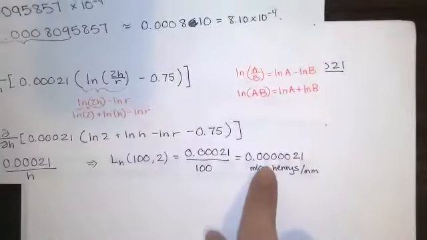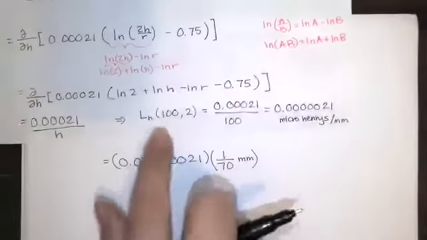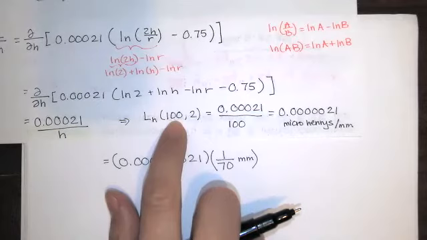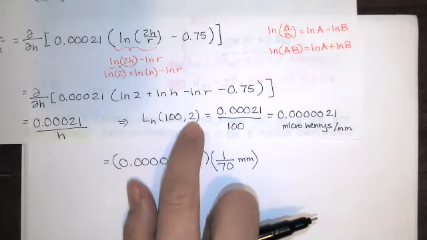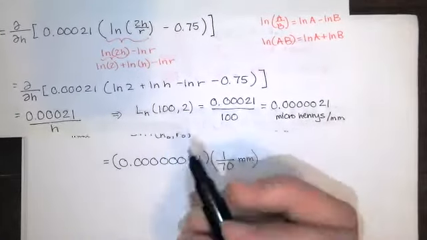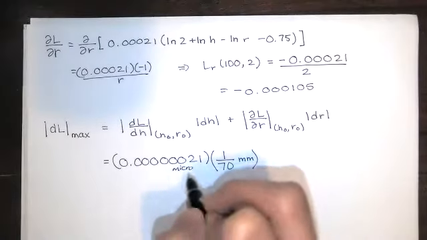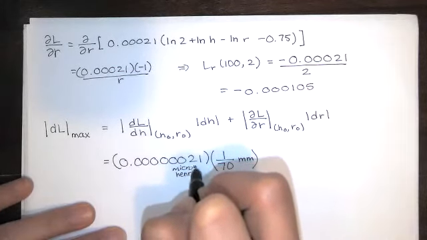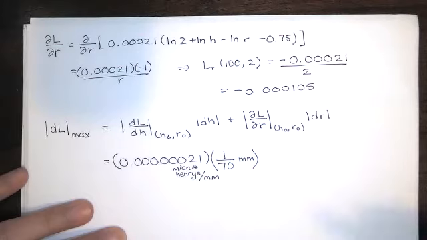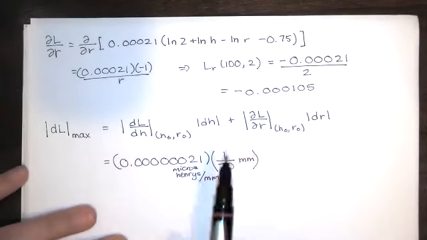So that's the instantaneous change in inductance as the length of our wire increases by 1 millimeter when the measured length of the wire is 100 millimeters and the measured radius of the wire is 2 millimeters. So those are our units here. So we've got microhenries per millimeter. And of course, when we multiply these together, the millimeters reduce and we just end up with some number of microhenries.